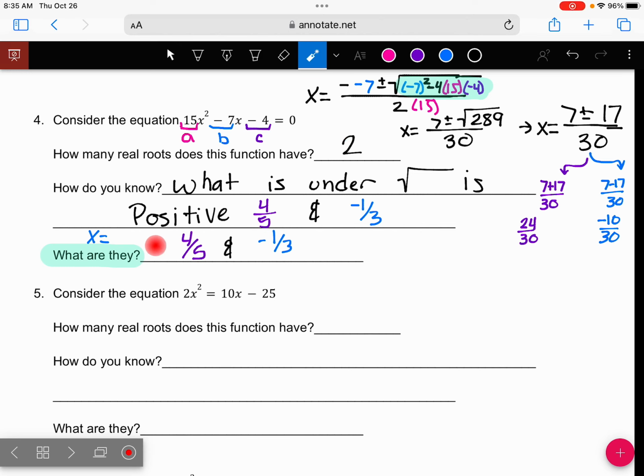2 real roots means I got 2 answers and they don't have i. If we have imaginary answers, so if we have a square root of a negative number, that means we're going to have no real roots, 0 real roots. It's asking how many solutions we got. We got 1, 2.